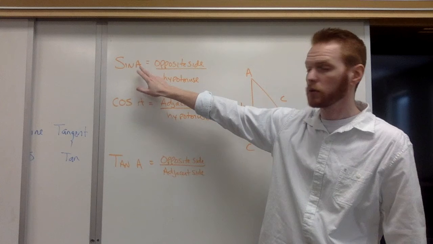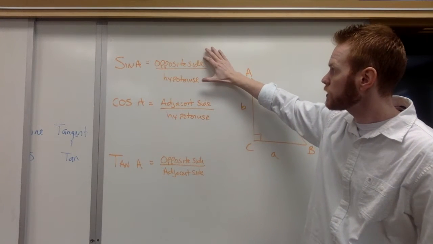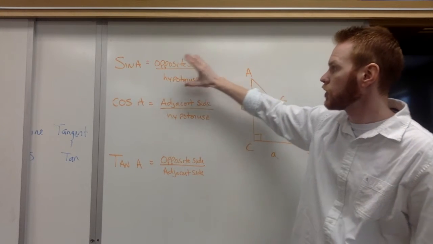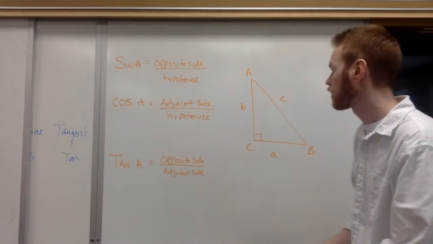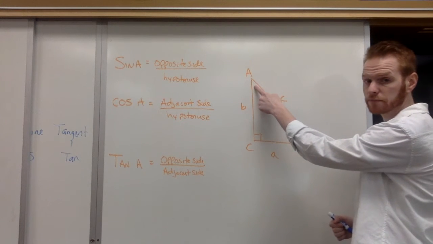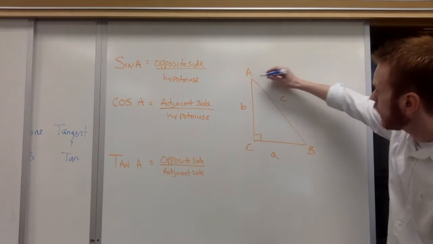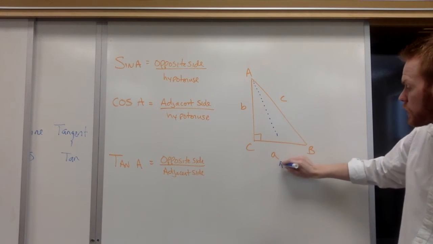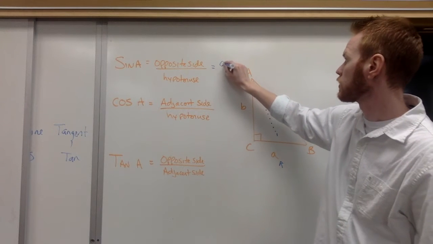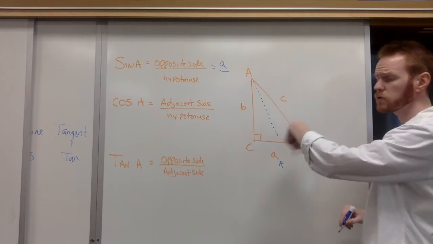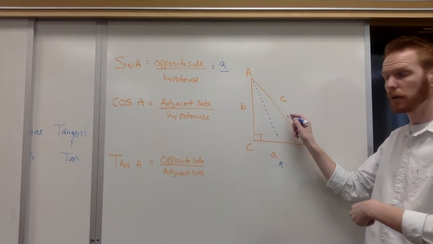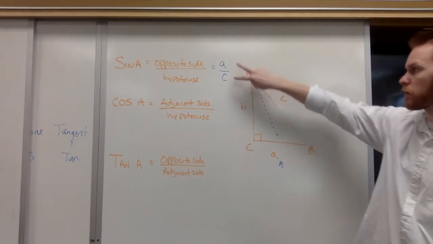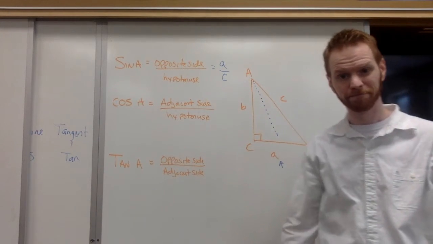Sine, starting with A: the opposite side of angle A and the hypotenuse of the triangle, that ratio we're going to name sine. So let's take a look. Here's angle A. Opposite means I'm going diagonal from angle A, and it's going to be this side, lowercase a. The hypotenuse of this right triangle is always diagonal from the right angle, and that's going to be C. So this ratio, we're going to name sine.